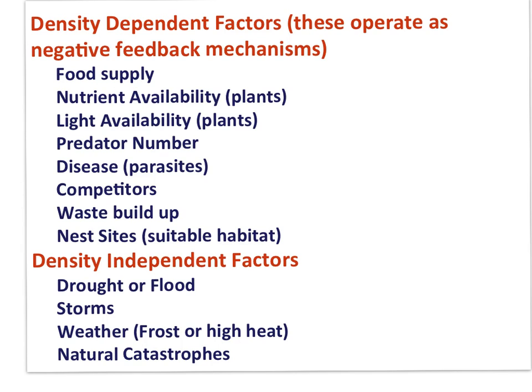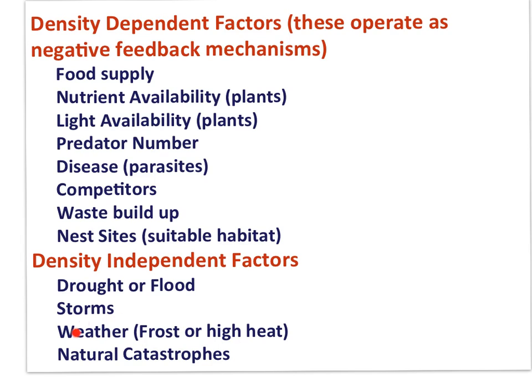We have food supply, bottom up, nutrient availability, bottom up, light availability, bottom up, predator number, top down, disease would be top down, competitors, top down, waste buildup would probably be bottom up, and nest sites would also be bottom up. There are density-independent factors that limit the growth of a population as well. These factors will limit population growth regardless of the size of the population.